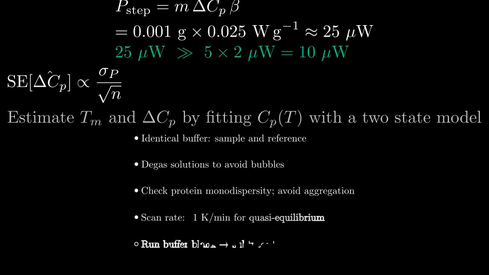Chemically, keep the experiment clean. Match buffer in both cells, degas the solutions, avoid aggregation, and scan slow enough for equilibrium. Subtract a buffer baseline before interpreting the protein signal.